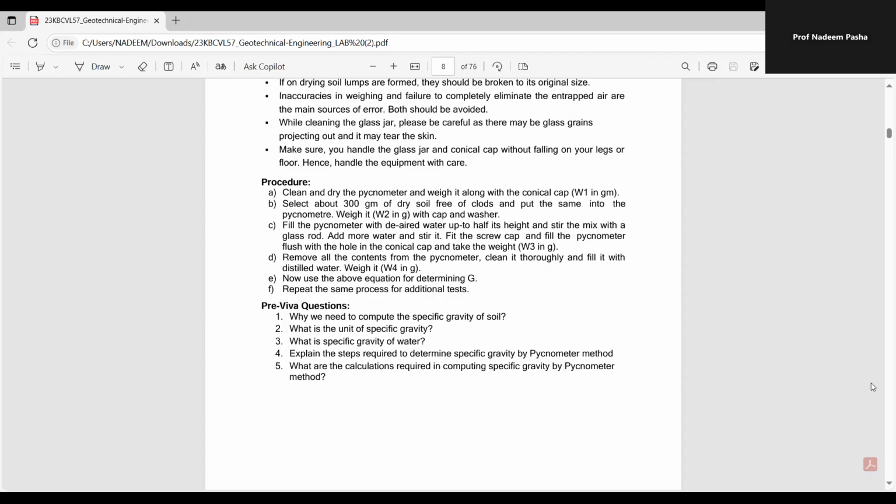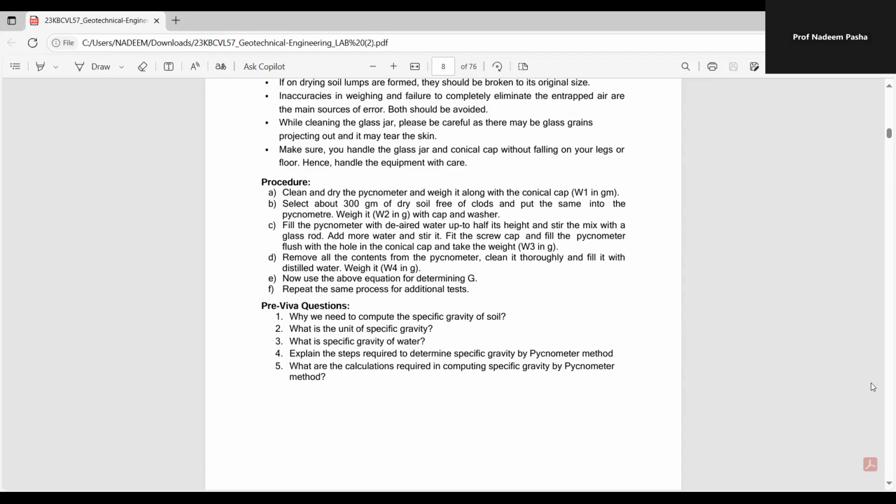Next, the procedure. Clean and dry the pycnometer and weigh it along with the conical cap; that will be W1 gram. Select about 300 gram of dry soil free of clots and put the same into the pycnometer. Weigh it as W2 in gram with cap and washer.